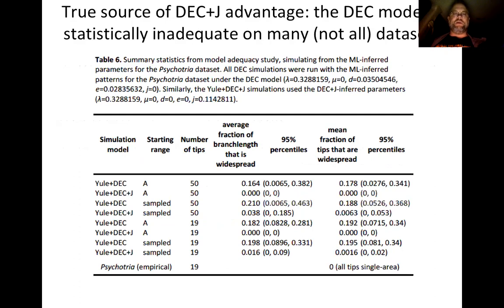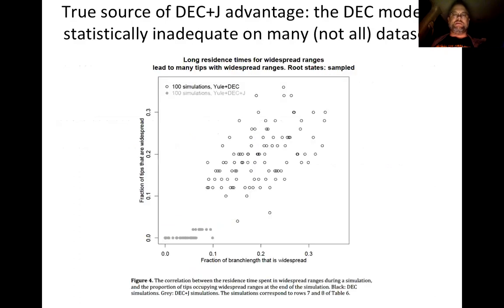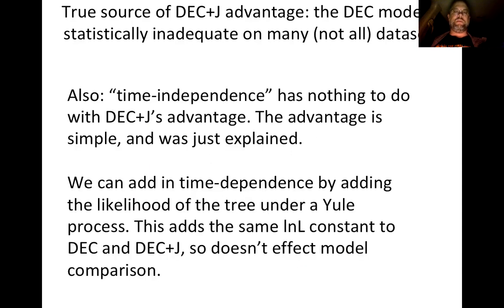All right, here's some slides showing that. I should keep moving here. But yeah, statistical inadequacy is easy to show for the DEC model. And it's easy to show that if you infer under the DEC model and do simulations, a lot of the branches will occupy widespread ranges for much of the branches, and many of the tips will come out widespread. Whereas under DEC+J, you get many fewer branches living in widespread ranges, and many fewer tips will come out living in widespread ranges. So if your data set looks like that, then DEC+J will have an advantage.